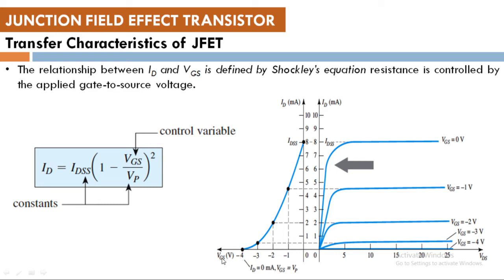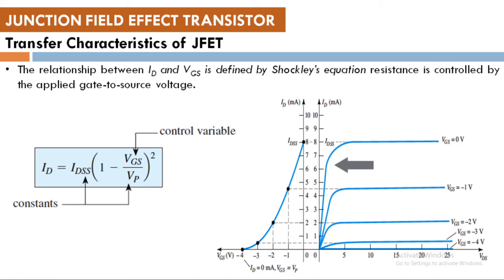On the left hand side we have plotted the input voltage with respect to the output current, that is ID. So it is evident that when VGS is at -4, obviously there is no current. So this is the point on the curve.